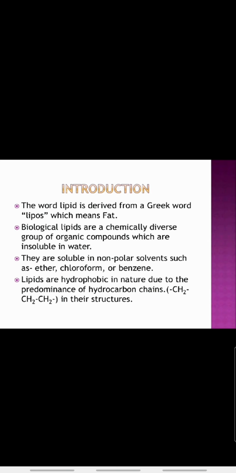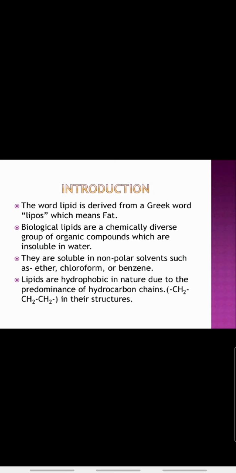When we say hydrocarbons, a single carbon is attached to another carbon, or a carbon is attached to a hydrogen bond. So that is why lipids are called non-polar in nature. Aside from that, biologically, lipids are a chemically diverse group of organic compounds which are insoluble in water.